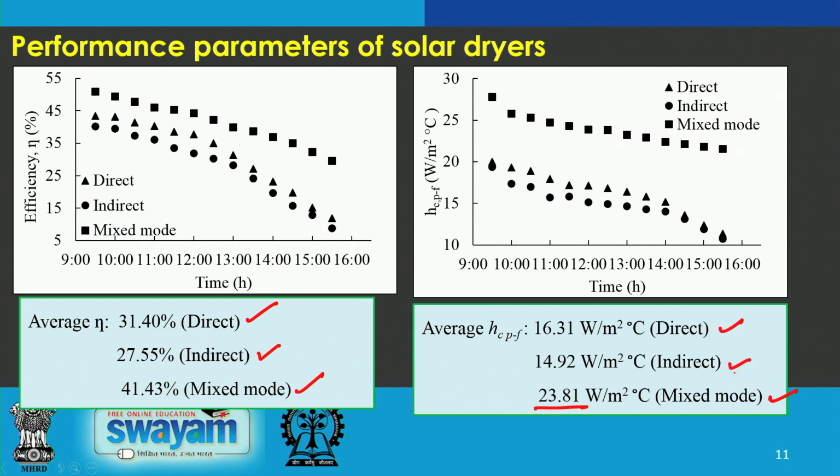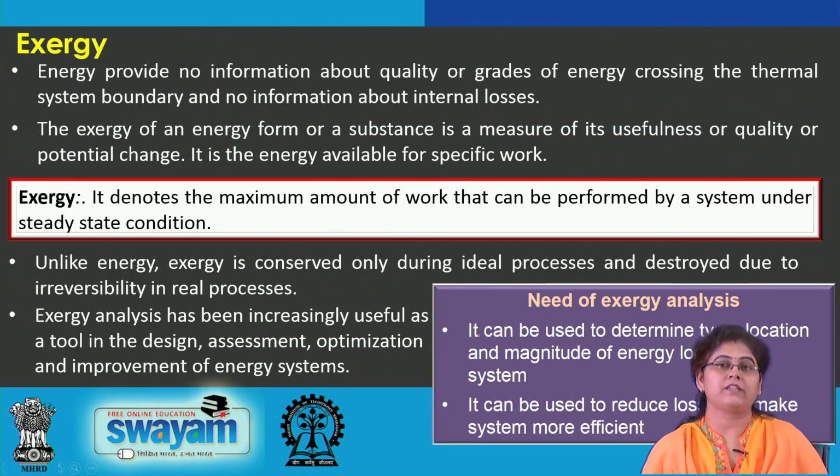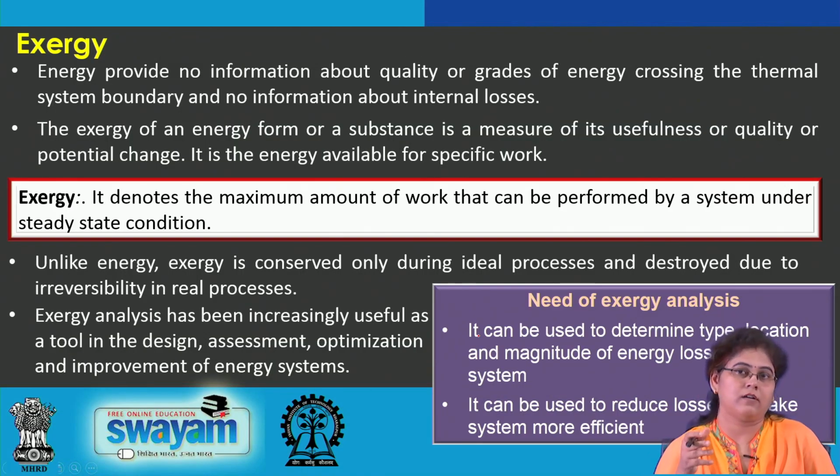However, in all the three cases it was observed that the thermal efficiency as well as the HCPA continuously decrease throughout the test period, and the maximum value is obtained in both cases for the mixed mode solar dryer. Now, coming to the next part of the performance analysis, where we are dealing with the exergy analysis.